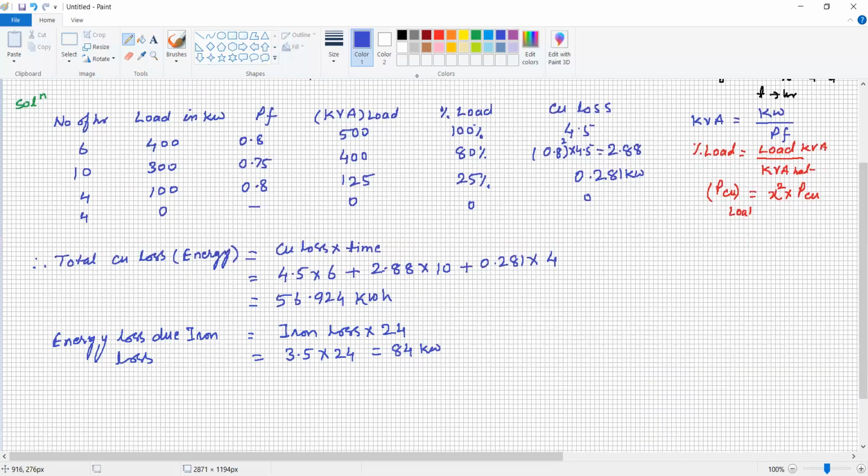See here, the copper loss is small as compared to the iron loss. So to improve the all-day efficiency of the transformer, it is quite necessary that during design, the iron losses should be kept as small as possible, isn't it? So this is one parameter. This is the second parameter.